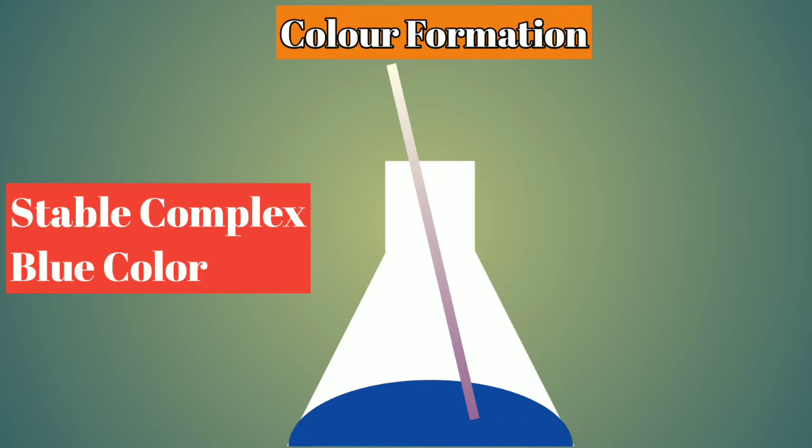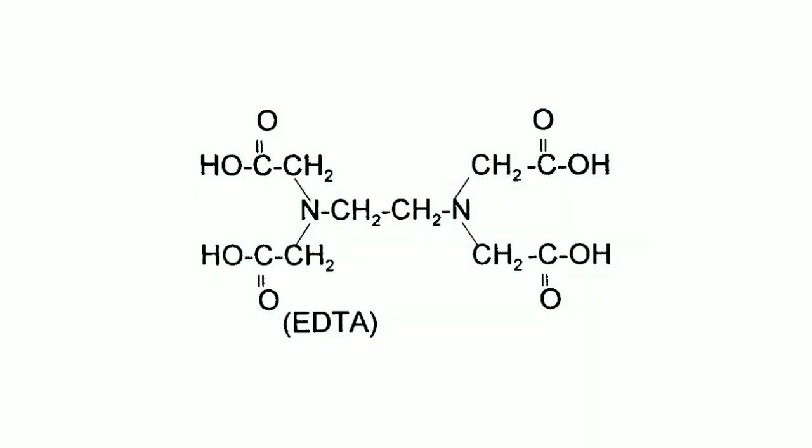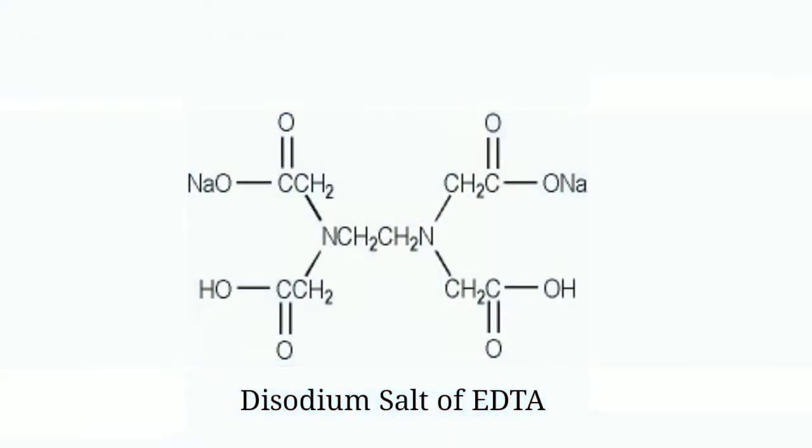Next, the structure of EDTA. The simple structure of EDTA is ethylene diamine tetraacetic acid. In this process, we use the disodium salt of EDTA because the simple acid is not dissolved in water easily. The next step is preparation of chemicals.